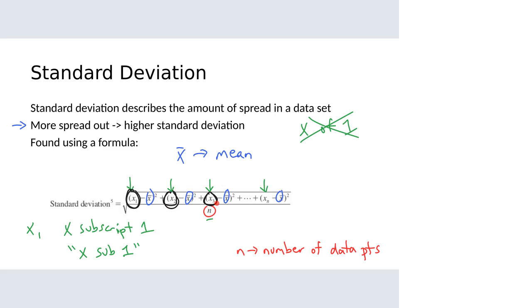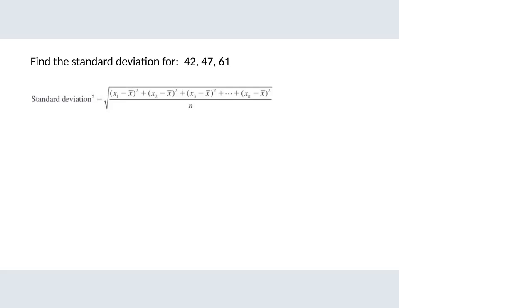Cool. All right. So if we were asked to find the standard deviation for this data set that's 42, 47, 61. Now, I realize that's a very small data set, and in the real world, data sets are going to have a lot more numbers than that. But because you're going to be calculating standard deviation by hand, and the more data points we have, the bigger the formula gets, we're going to keep things relatively small and simple. It's more about the process than the actual numbers we're using.